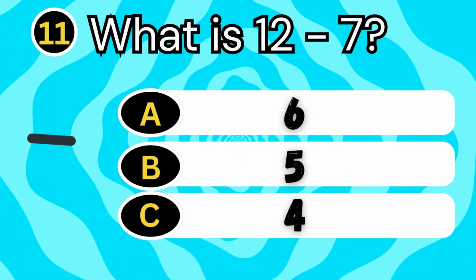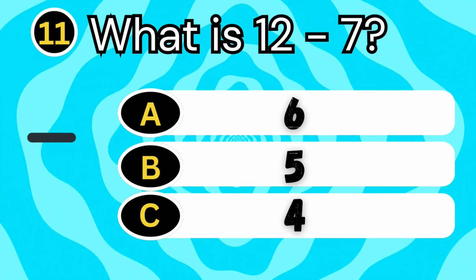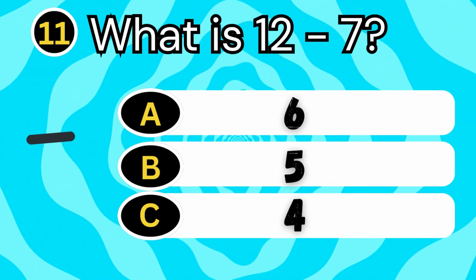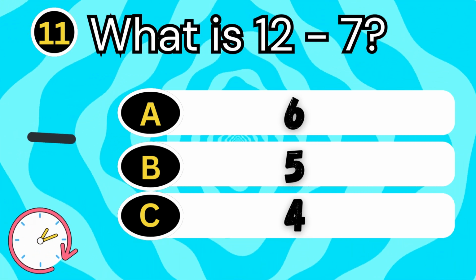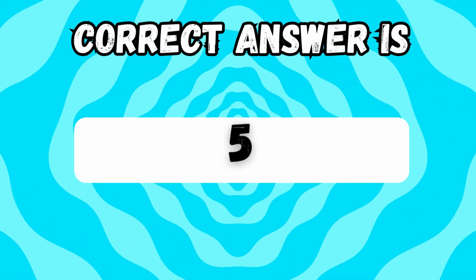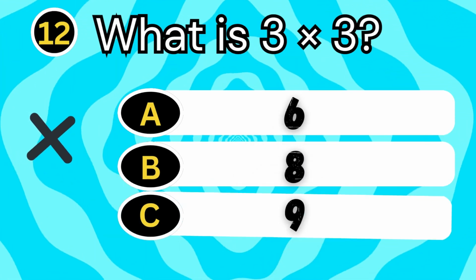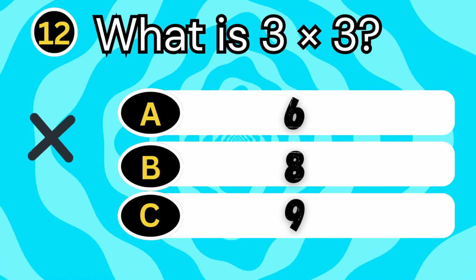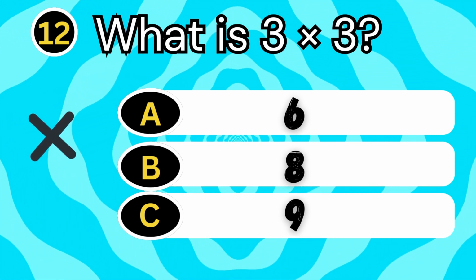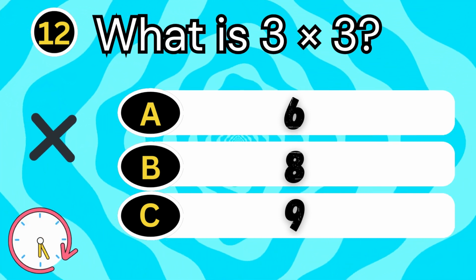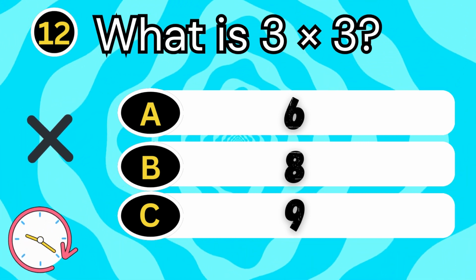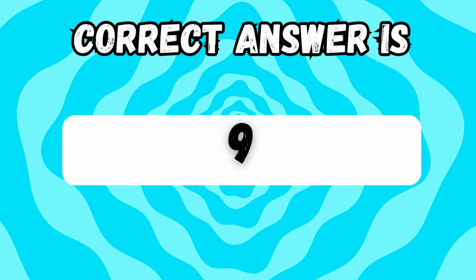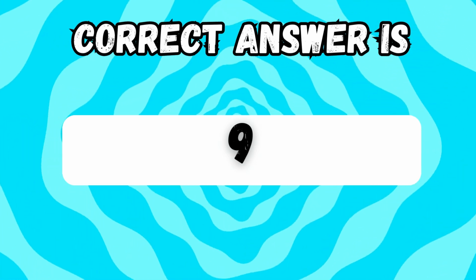What is 12 minus 7? 6, 5, 4. The correct answer is 5. What is 3 times 3? 6, 8, 9. The correct answer is 9.